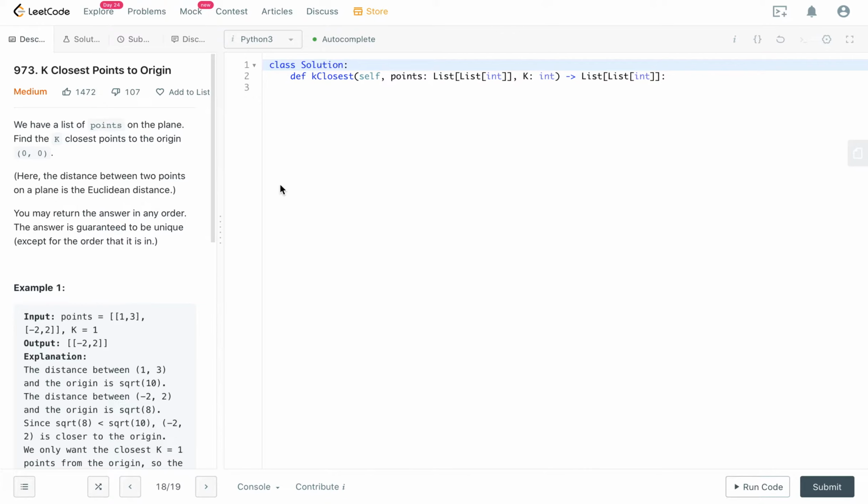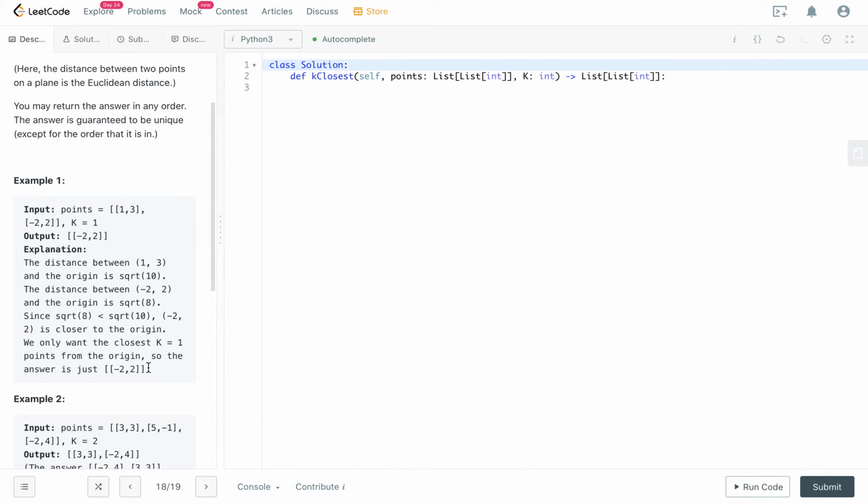Hi, so today we're going over Leetcode 973 question, K Closest Points to Origin. So we have a list of points on the plane. Find the k closest points to the origin (0, 0). Here, the distance between two points on a plane is the Euclidean distance. You may return the answer in any order. The answer is guaranteed to be unique except for the order that it is in.